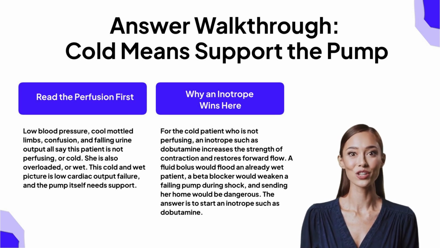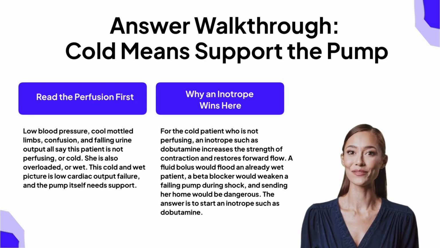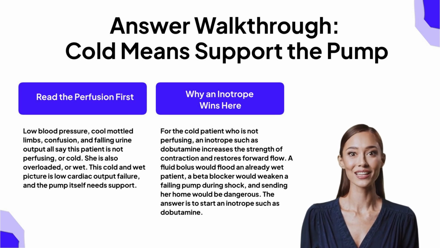Now, why does an inotrope win here? For the cold patient who is not perfusing, a drug such as dobutamine increases the strength of contraction and restores forward flow, which is exactly what she is missing.